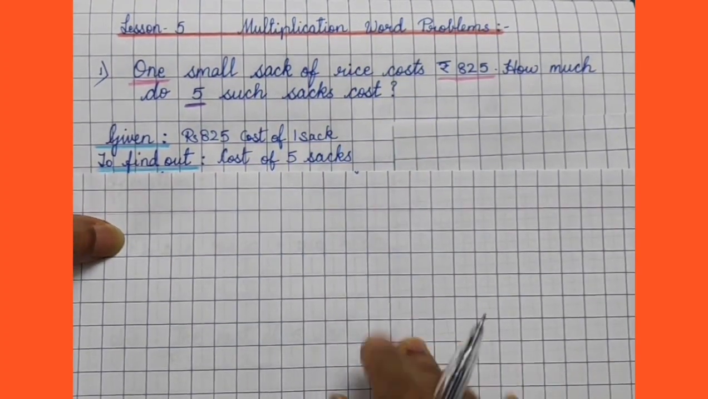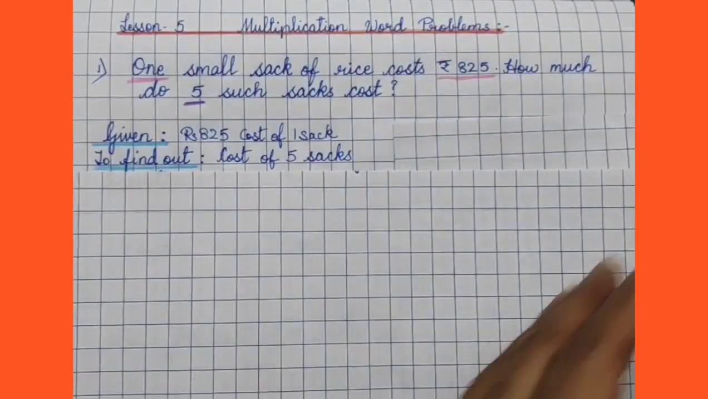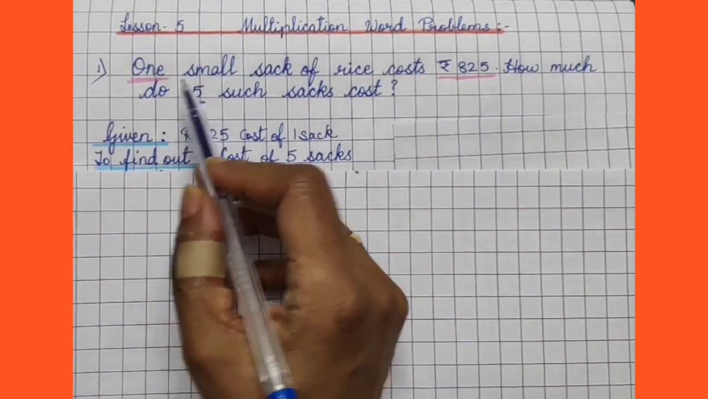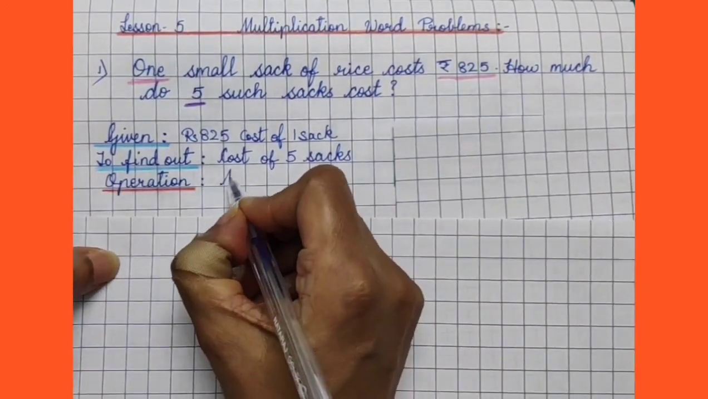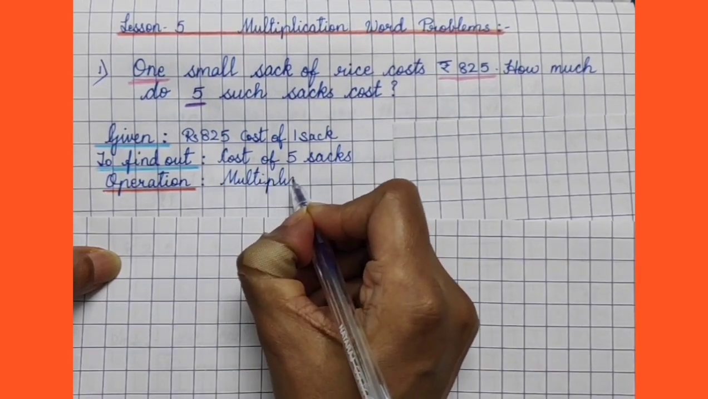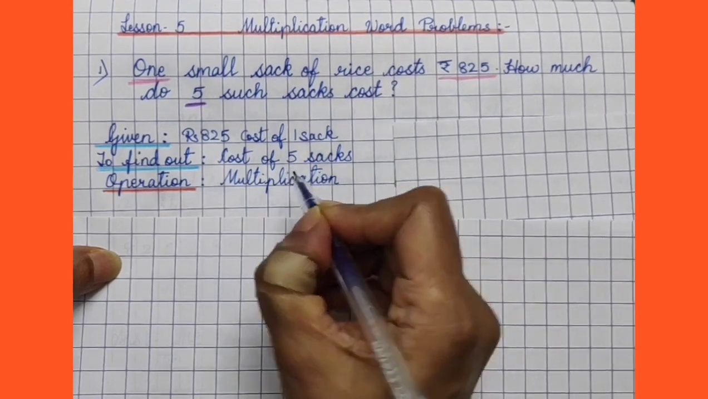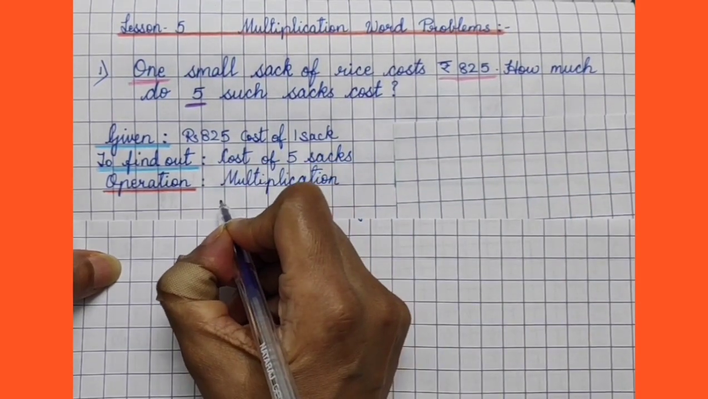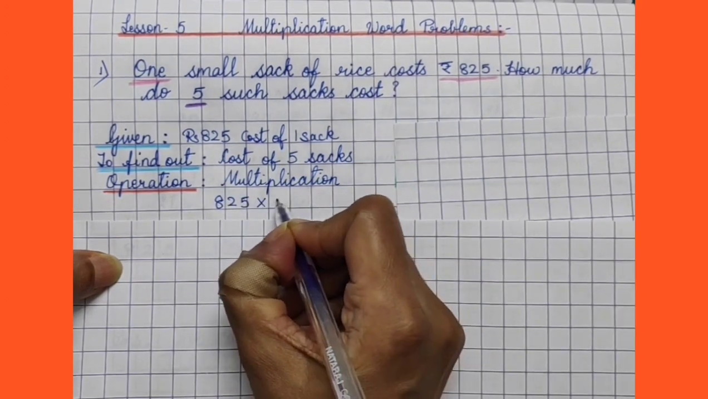Correct? Now, I told you, you have to visualize in your mind. There are 5 sacks. So that means it is repeated addition, and thus you understand what is the operation that you have to use. We have to use multiplication. So when you have to add repeatedly, we use multiplication. So that will be 825 multiplied by 5.